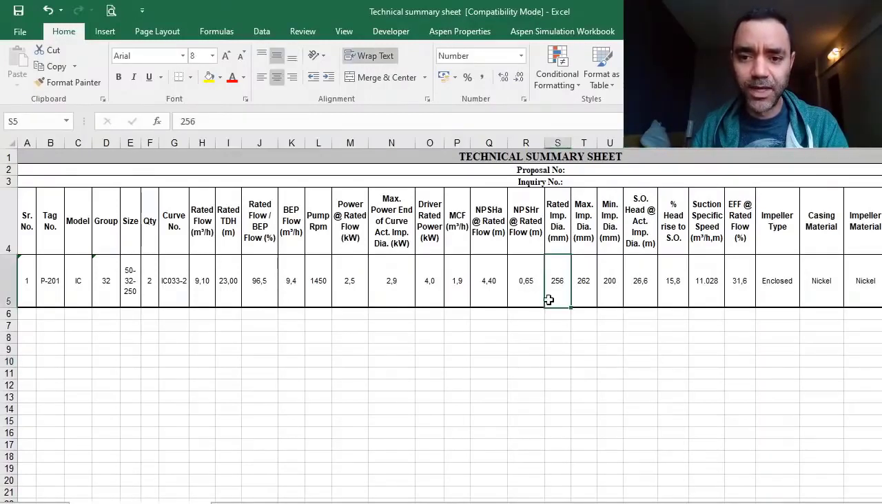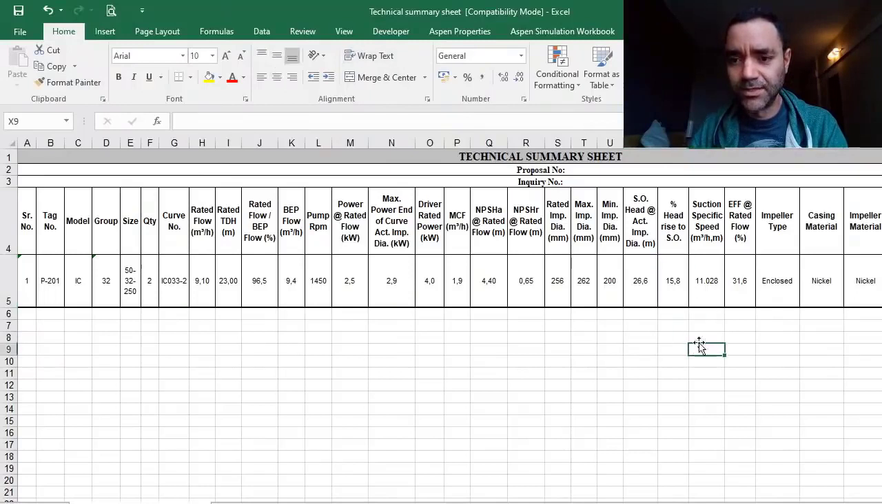So for the rated impeller, if I start my centrifugal pump, and remember guys, all of this that we are talking about is about centrifugal pumps, if I start my pump with the discharge closed, it goes to the shut-off conditions. And in the shut-off conditions, the maximum head of this pump is 26.6. And the percentage rise to shut-off conditions is 15, almost 16%.